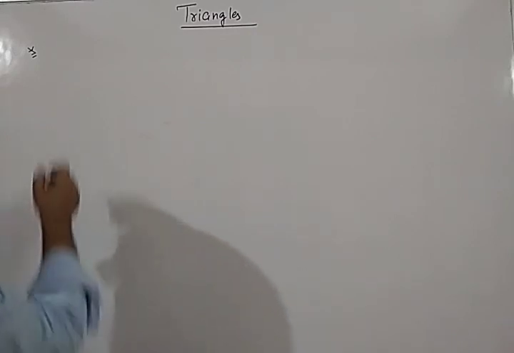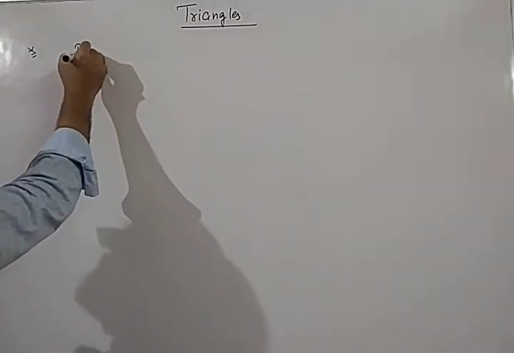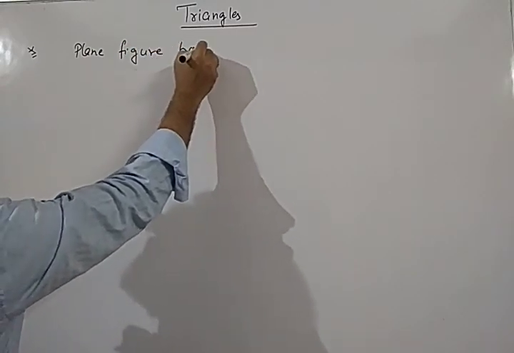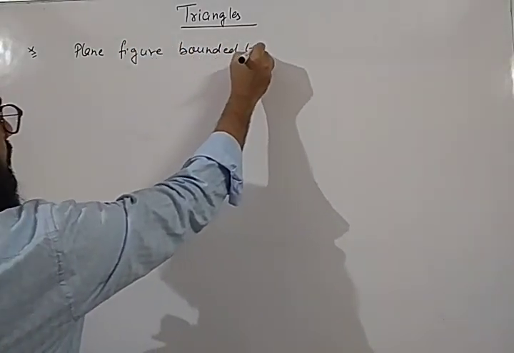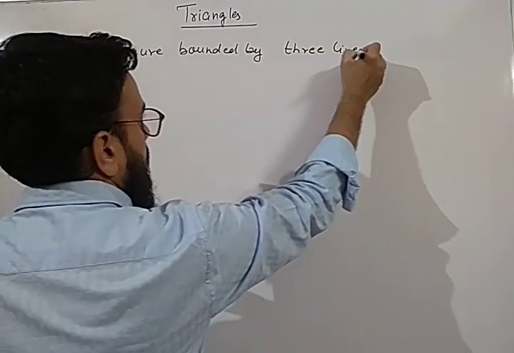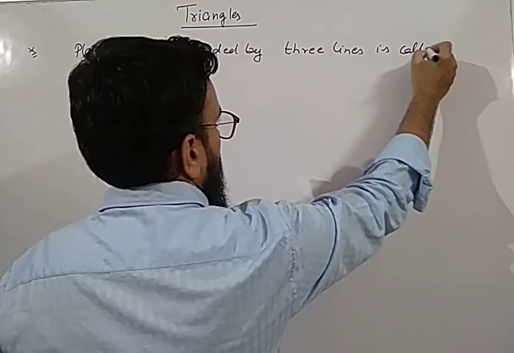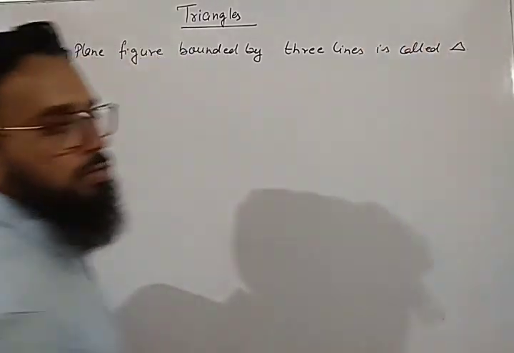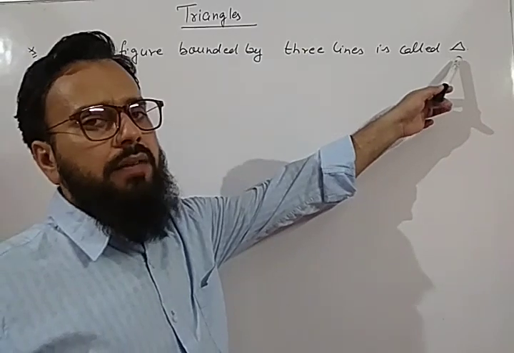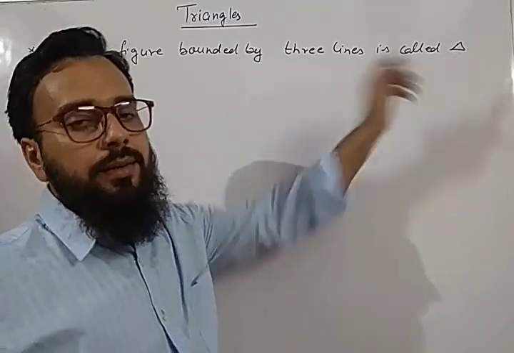What is a triangle? A plane figure bounded by three lines is called triangle. So this is a triangle. This definition all you know, and it is denoted by this symbol delta. We denote the triangle by this symbol delta.